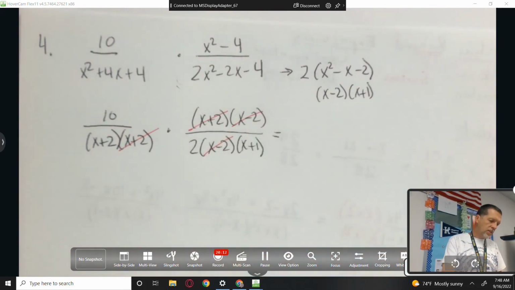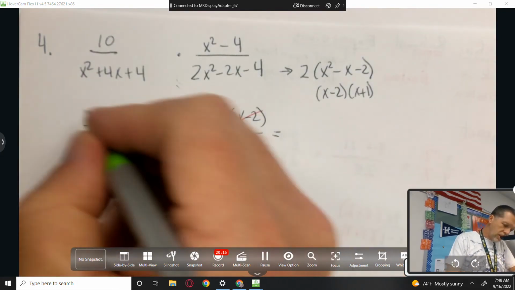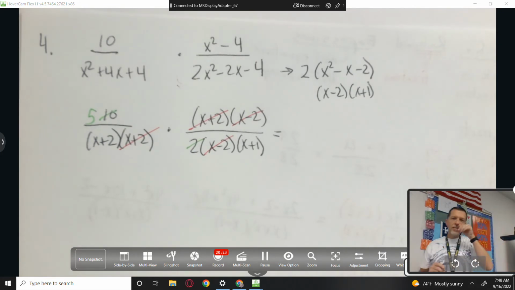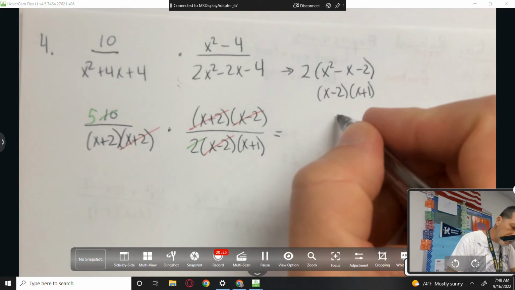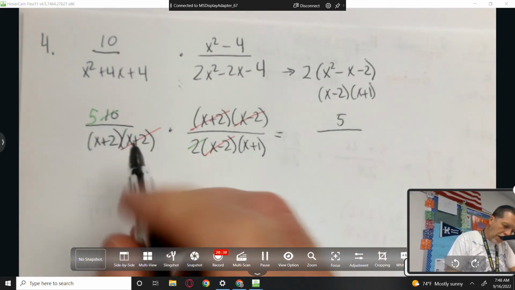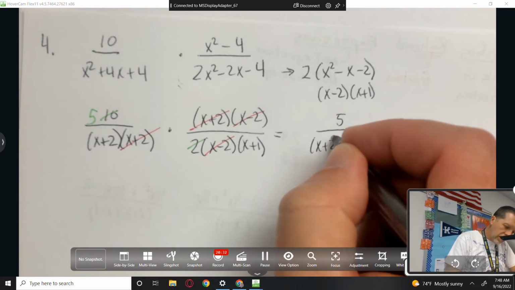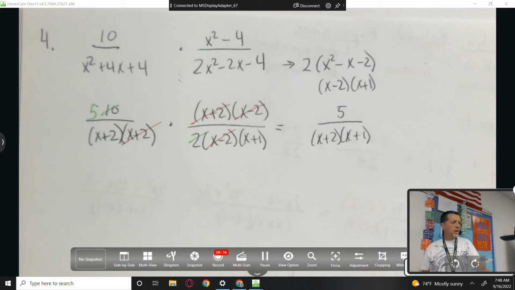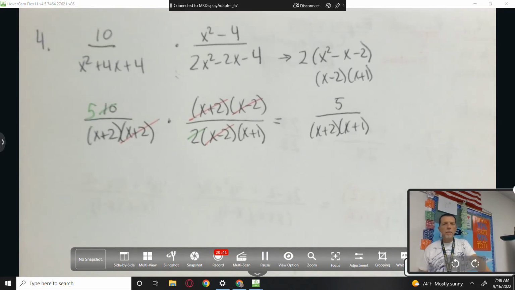Anything else? The 10 and 2 will reduce to 5 and 1. Again, be neat so that you can tell what's left after you've gone through and marked a bunch of things out. 5 is the only thing left in the top. X plus 2, x plus 1, the only thing left in the bottom. What about the 1? That doesn't matter. It doesn't matter, you're right.